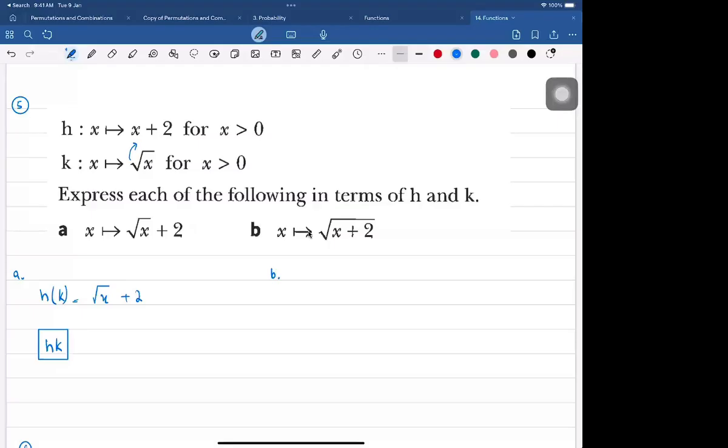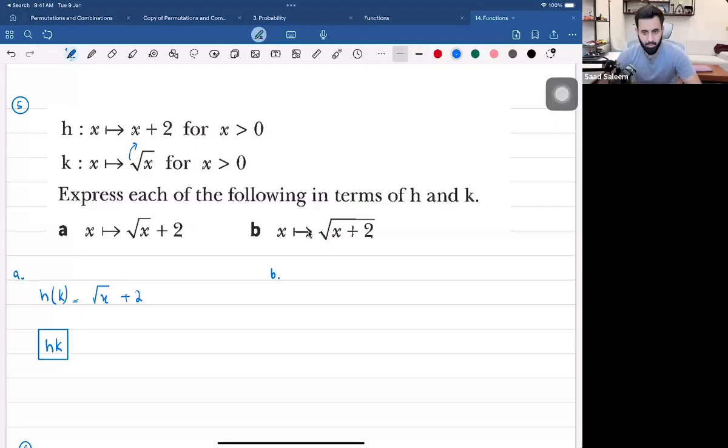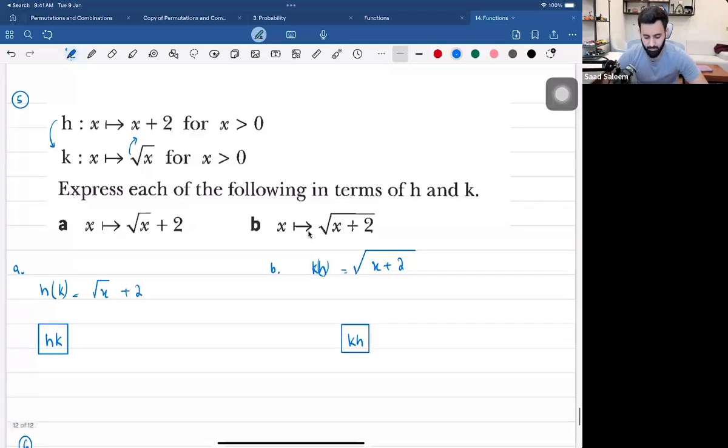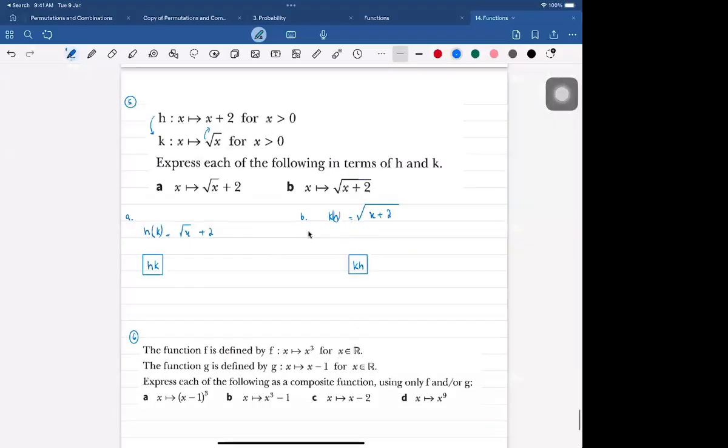Yes. In part B, there's only one option that's left. That is, we try k of h. So k of h means that we take function h and we plug it in function k. That means replacing the x with x plus 2. And there you go. We have exactly the function above. That means part B is in fact k of h. Okay, makes sense? Yes. All right.